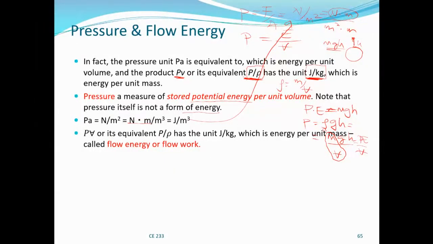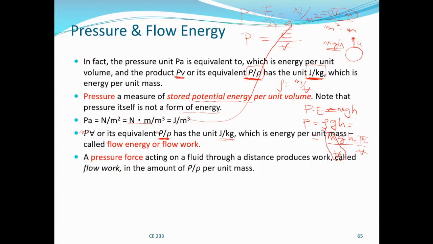Joule per kilogram. But don't forget, this is for unit mass, which is the energy per unit mass, and it is called flow energy. Okay? Flow energy. So ideally here, you have the mass here, so you are dividing by the mass. So that's why we're having it as this value. Okay, check it. So this is called the flow energy or flow work.